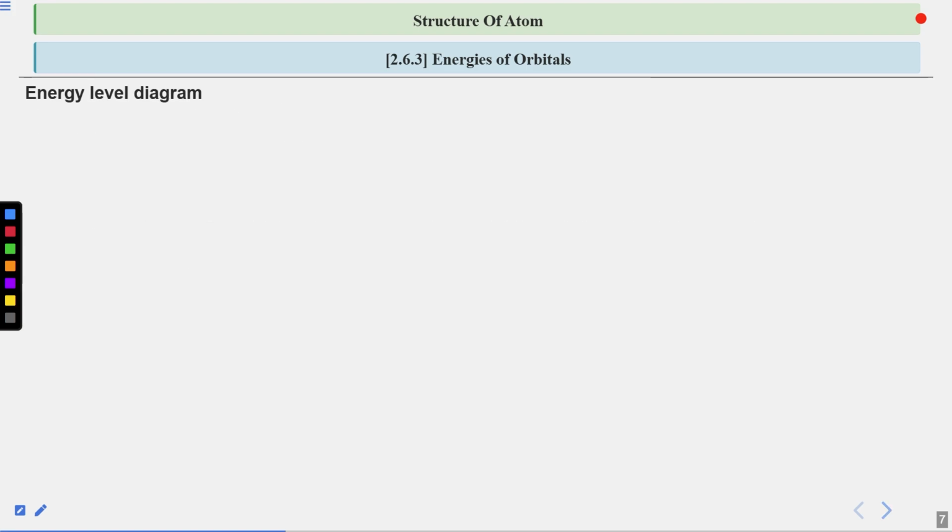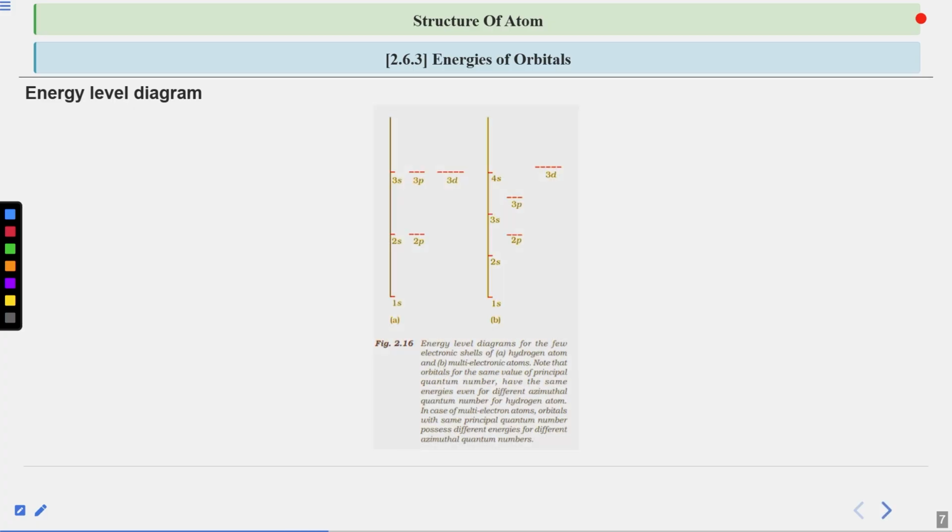So we can describe the same with the energy level diagram. The A here is for the hydrogen. So you can see 1s is in the lowest energy, then 2s and 2p are in the same energy, then 3s, 3p, 3d are in the same energy. Whereas in the case of multi-electron system, which has more than one electron, 1s is in the lowest, then 2s, then 2p, then 3s, then 3p, 4s, 3d, and so on. So there is surely a change in the energy distribution.